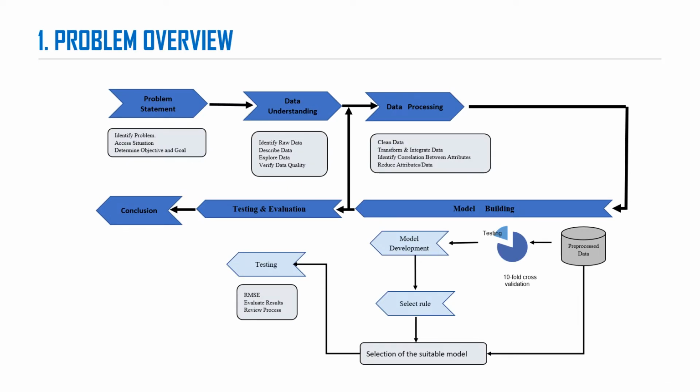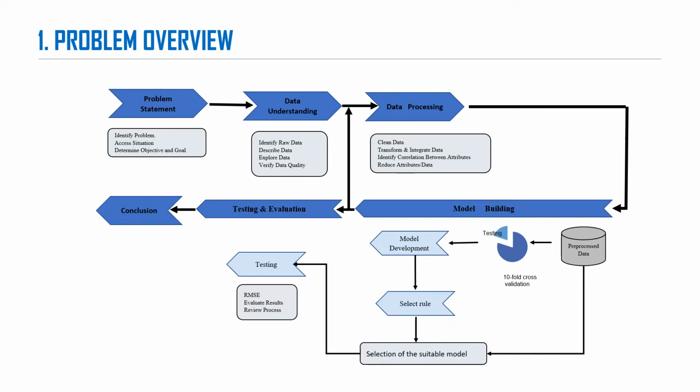This is a flowchart for the problem overview for this project. This concept is based on the cross-industry standard process for data mining methodology with a sequence of 6 steps. The first step is to identify and understand the problem statement. This is followed by data understanding and data processing. In these steps, raw data is obtained and the problem is understood.